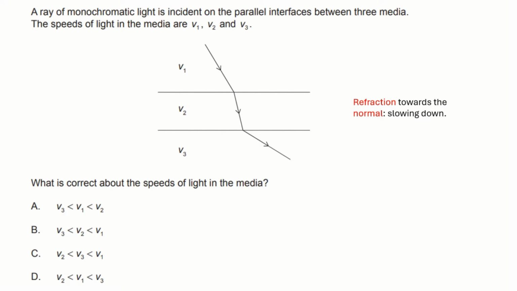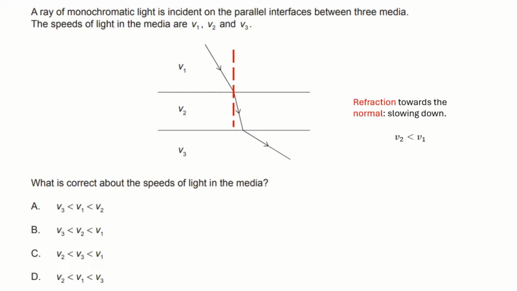Okay. Now, what's the normal? Well, the normal is that imaginary line at right angles to the interface. And so in this case, you can see quite clearly that V2 is less than V1. That's because our light has slowed down. It has been bent towards the normal as it's moved from 1 to 2.